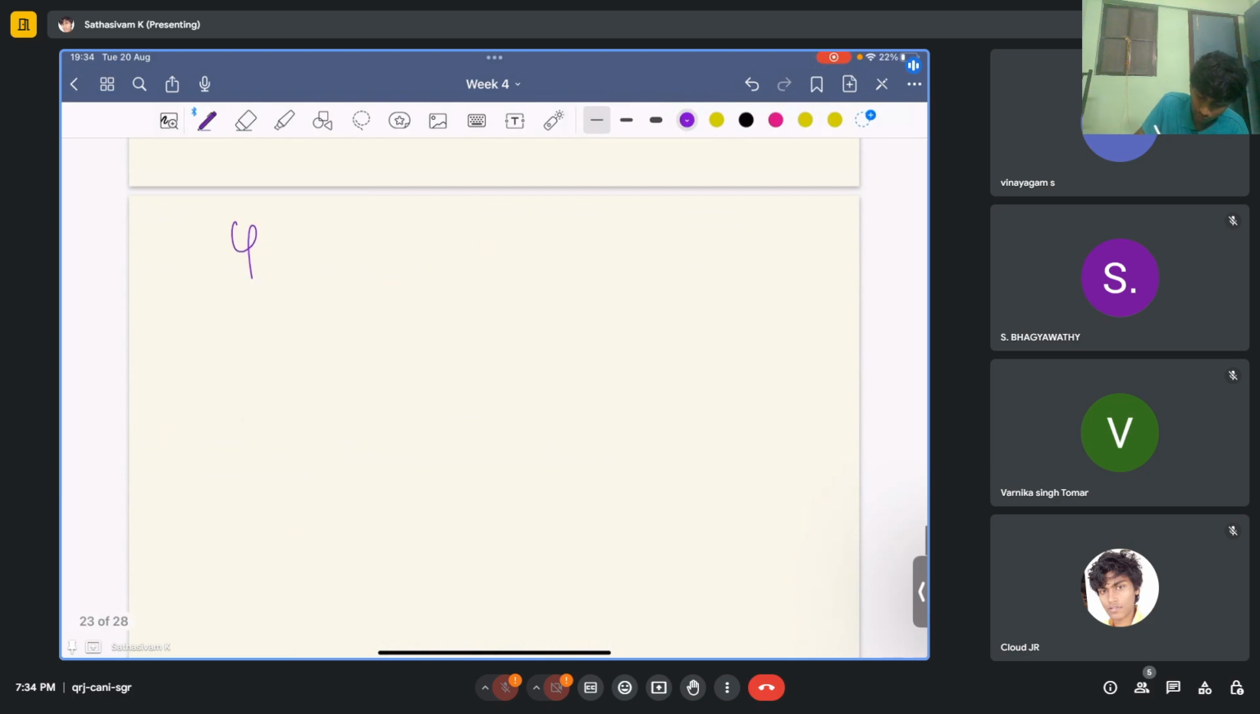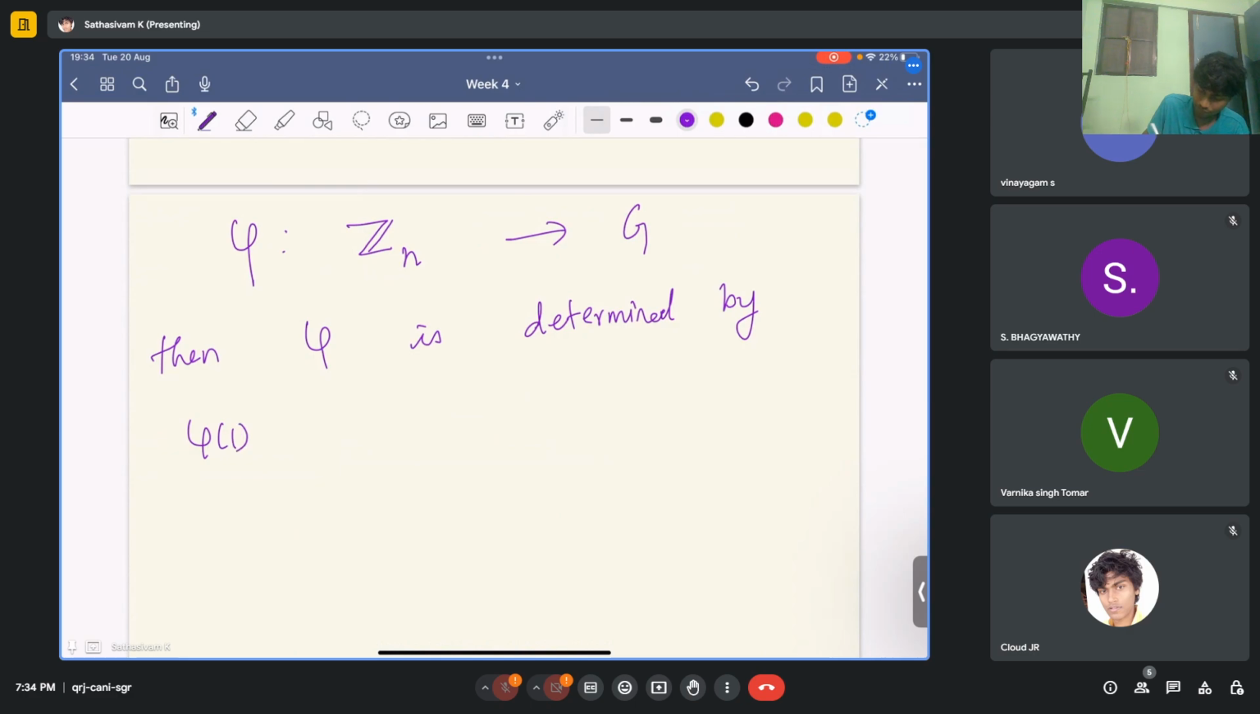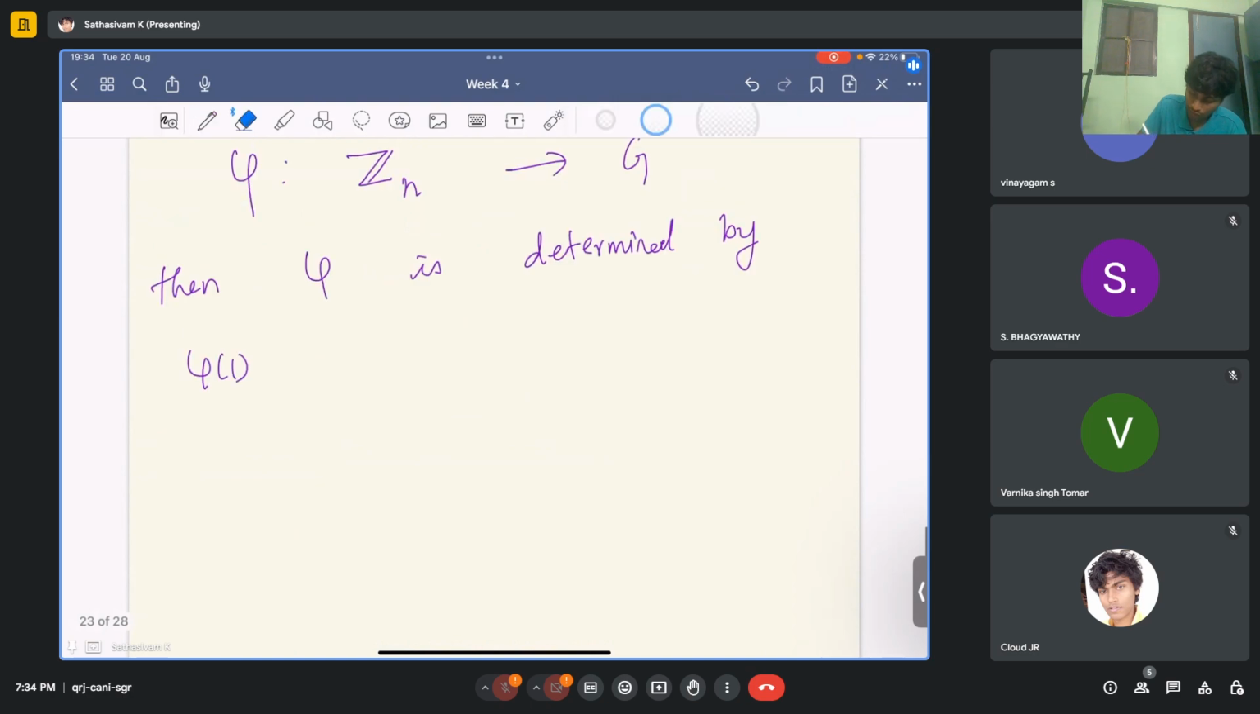Suppose we have a map phi from Z10 to any group G. Then phi is determined by phi of 1. What does it mean? It means the following. If you want to find any other element x, if you want to find phi of x, you take phi and then you write 1 x times.